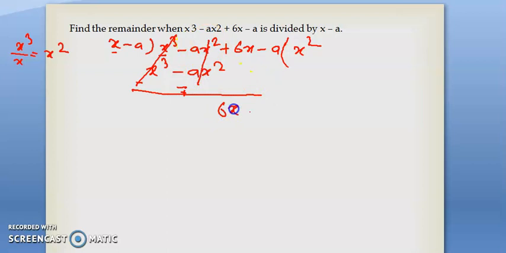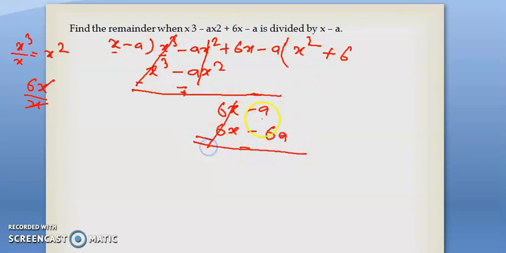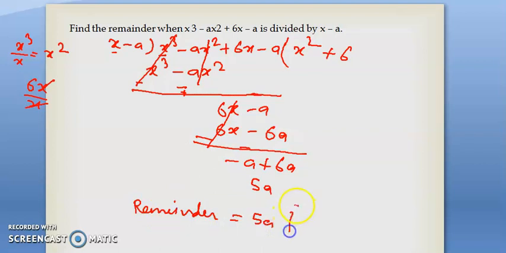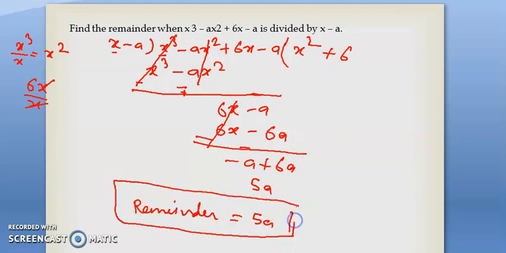So what we can write here, 6x minus a. Now you know what to do. 6x divided by x, x and x got cancelled, our quotient is 6, so I can write here 6x minus a into this 6a. This cancels. So minus a and minus plus 6a. 6a minus a will be 5a. So remainder is equal to 5a. Okay. So this is how we perform division of a polynomial, and the definition of polynomial, binomial, trinomial.